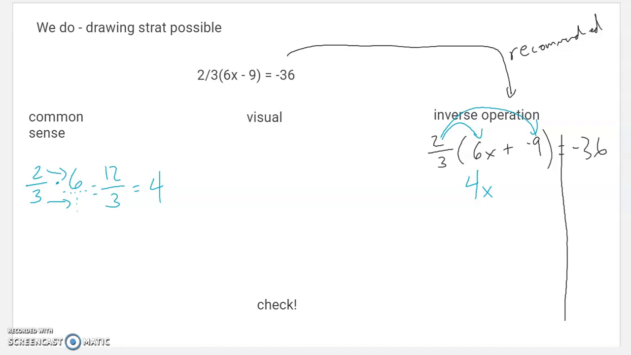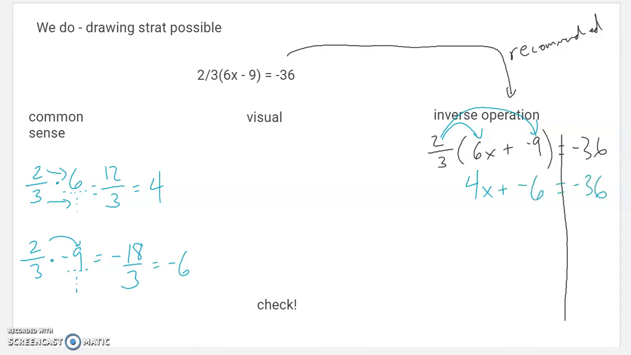Okay, next, 2/3 times -9. I already know that's going to be negative, so I'm going to start there. 9 over 1, 2 times 9 is -18. 3 times 1 is 3. And 18 divided by 3 is 6. So 2/3 times -9 is -6.